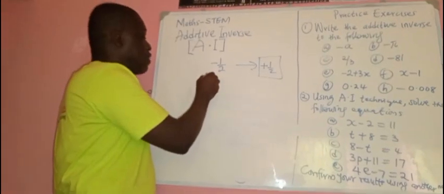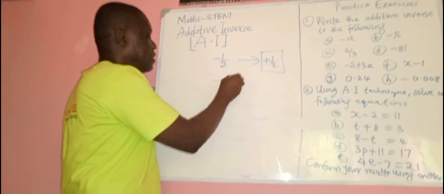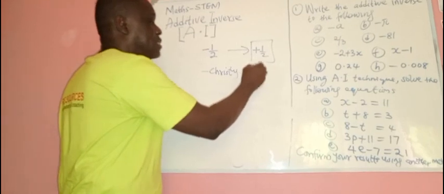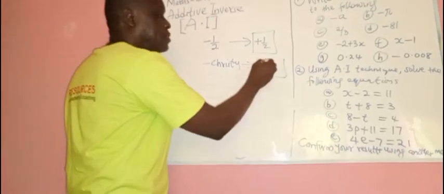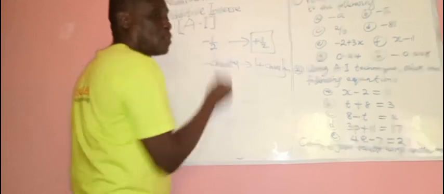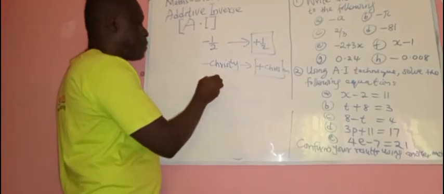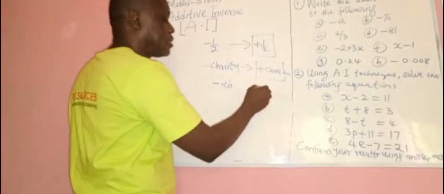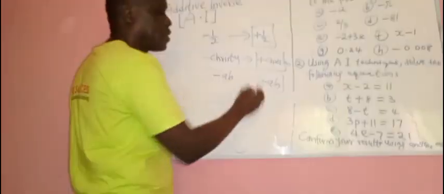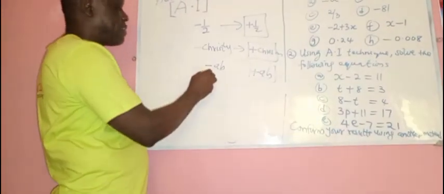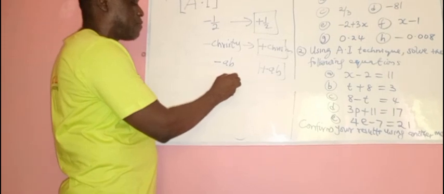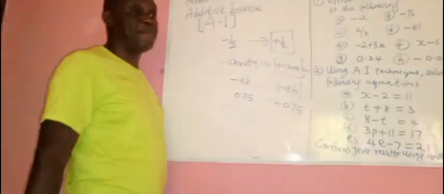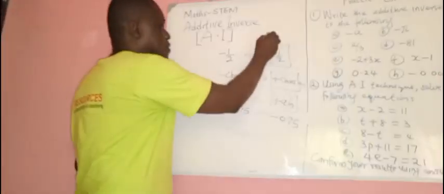What is the additive inverse of minus Christy? What will be the additive inverse of minus Christy? Yes? Plus Christy. What is the additive inverse of minus AB? It is what? Plus AB. Is that clear? What is the additive inverse of 0.75? What will it be? Minus 0.75. Is that clear? If you add these two together, it will give you 0.